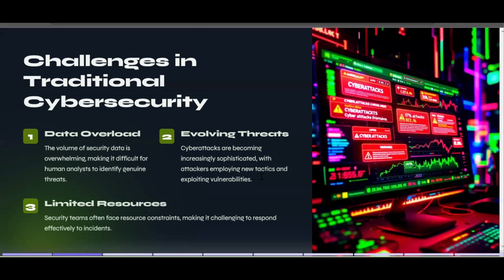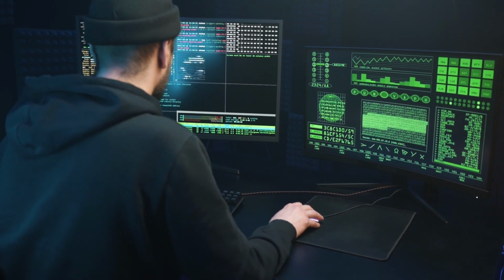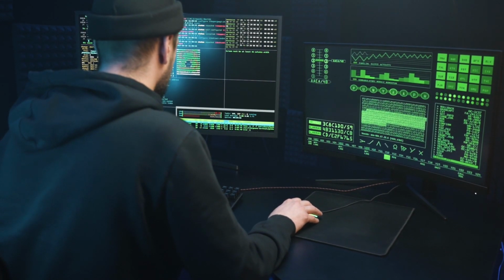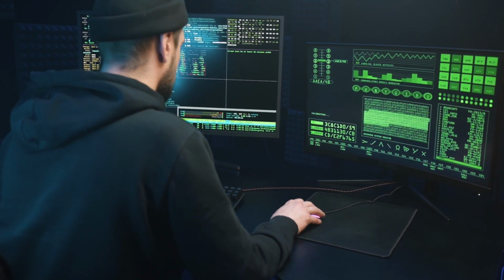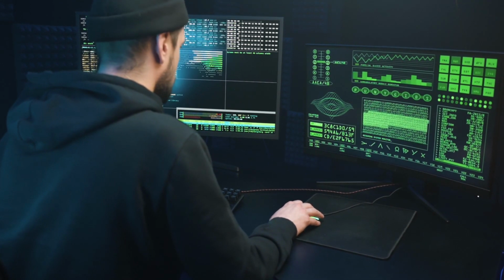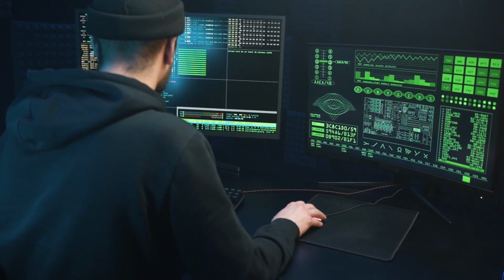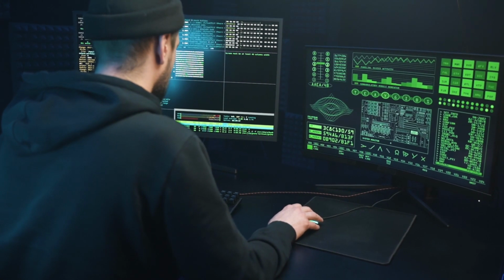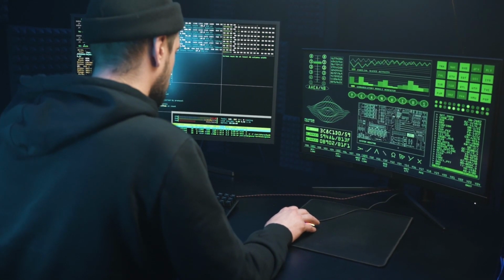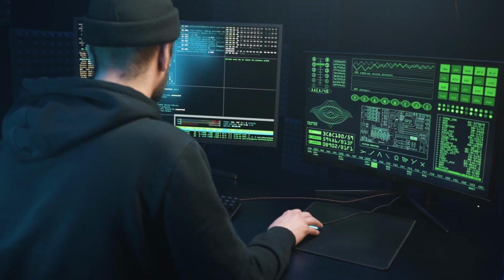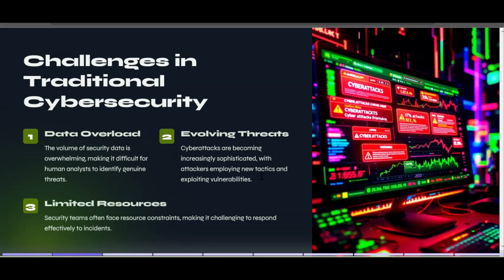So what sort of challenges exist in traditional cybersecurity? Traditional cybersecurity meaning the cybersecurity which does not really make use of AI, the old techniques or strategies. What are the challenges in that? First challenge is data overload. The volume of security data is overwhelming, right? It's huge, it's tremendous. There is no limit.